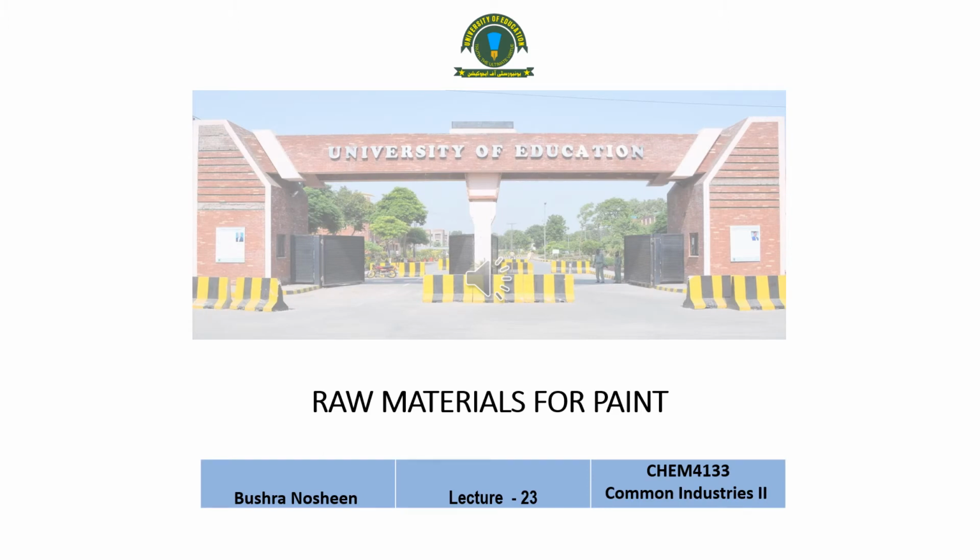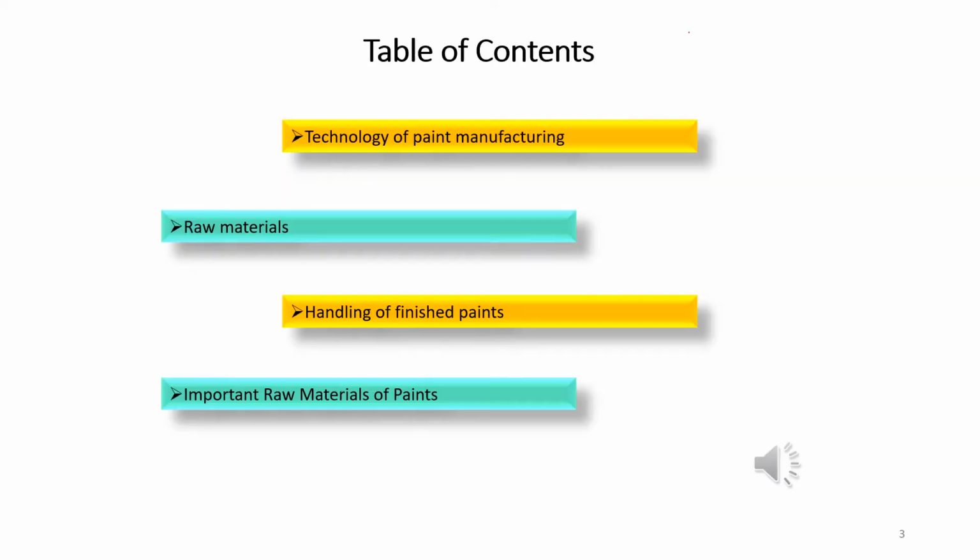Welcome to lecture number 23, raw materials for paint. Table of contents. The table of contents of this lecture are: technology of paint manufacturing, raw materials, handling of finished paints, and important raw materials of paints.